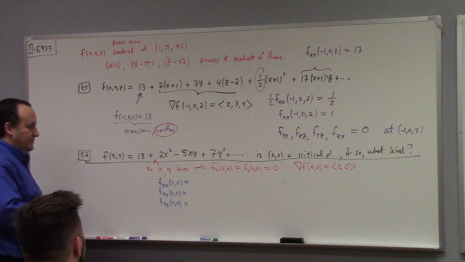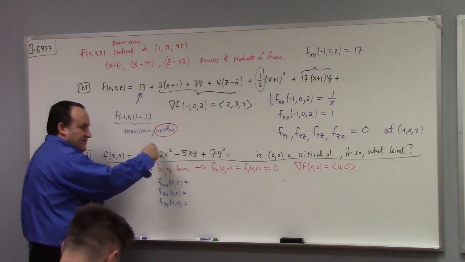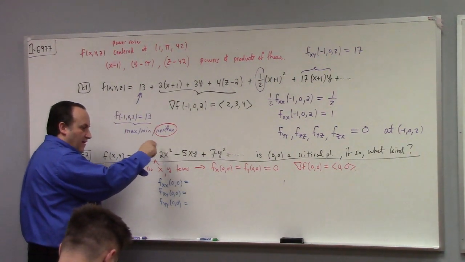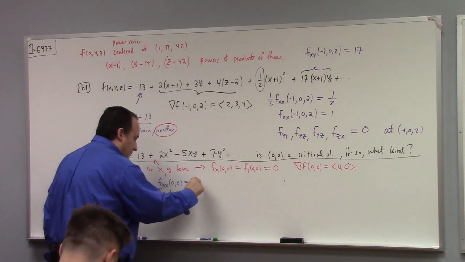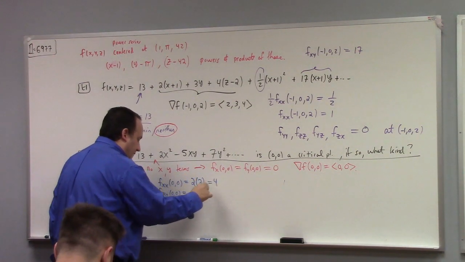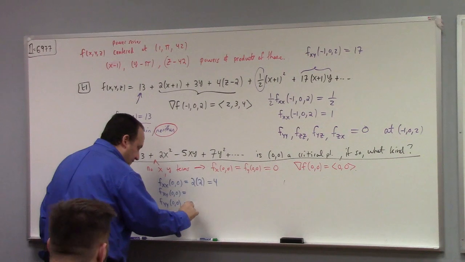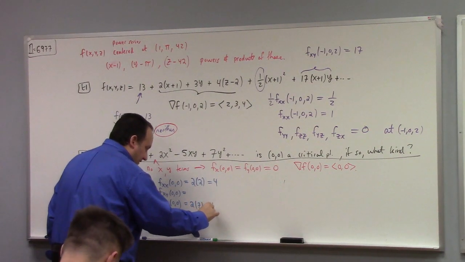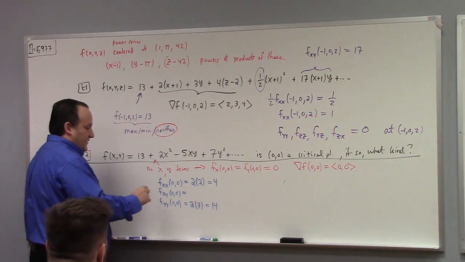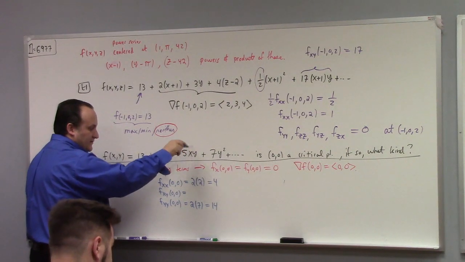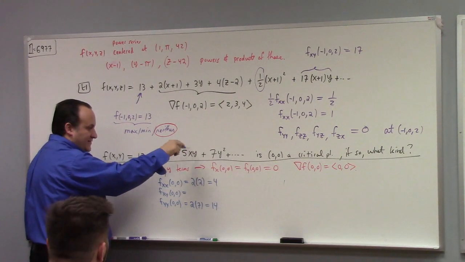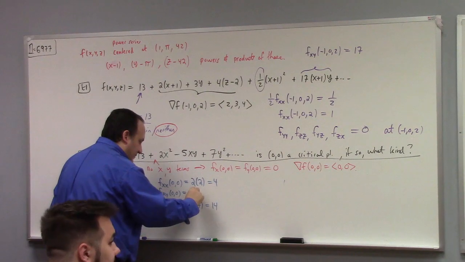So again, for the double derivative, the coefficient is 1/2 the xx derivative. So I just do 2 times 2, which is 4. For yy, I do 2 times 7, which is 14, I think. And for fxy, it's the mixed derivative, so there's no 2, there's no combinatorial factor in this case, and you just get -5 there.